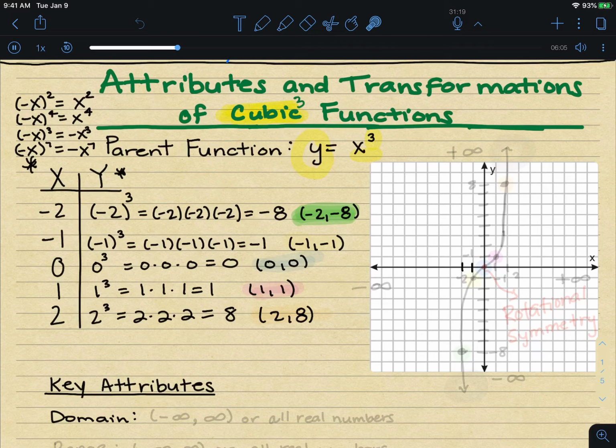1, 2, 3, 4, 5, 6, 7, 8. -8. So that's my first point. Okay, second one is going to be (-1, -1). That's my second point. And then I'm going to get (0, 0). Third point, (1, 1). Fourth point, and then (2, 8): 1, 2, 3, 4, 5, 6, 7, 8. (2, 8) is my fifth and final point.